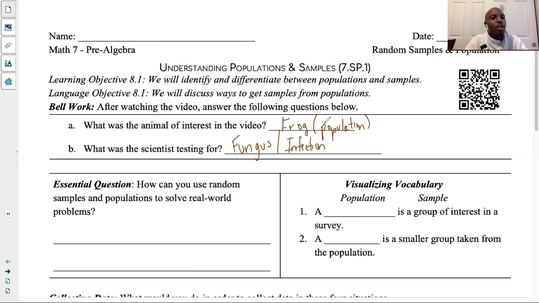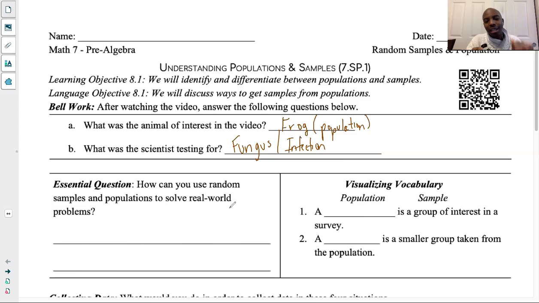But if you grab a large enough sample, which is a smaller version of the population, which was frogs, it would give a better understanding or a better estimate as to if this fungus was the problem for the decline that they're seeing in the frog population. So the essential question that we're going to look at is: how can we use random samples and populations to solve real world problems?